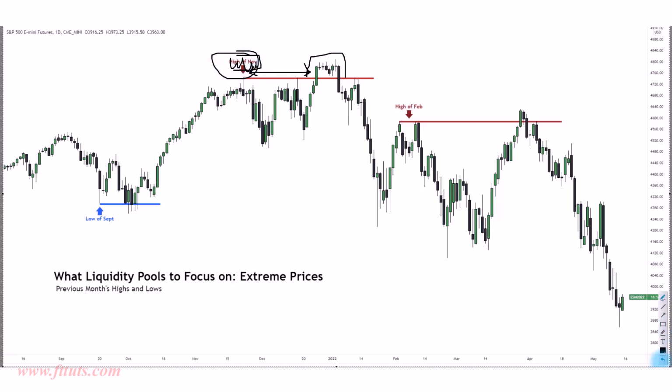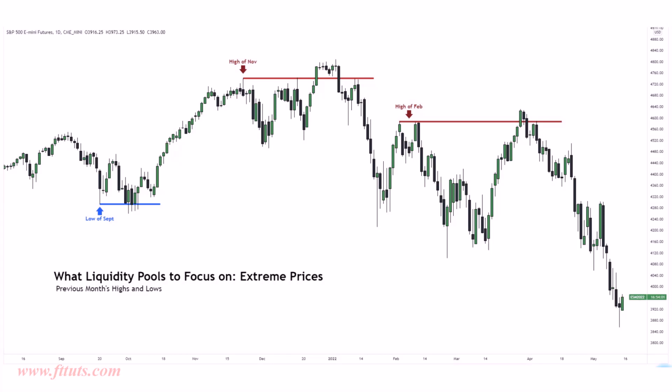Also, previous month's highs and previous month's lows offered a really big reaction afterwards. So you can see here, low of September, reaction happens afterwards. It's because these liquidity pools are higher time frame liquidity pools. High of November here, high of February.